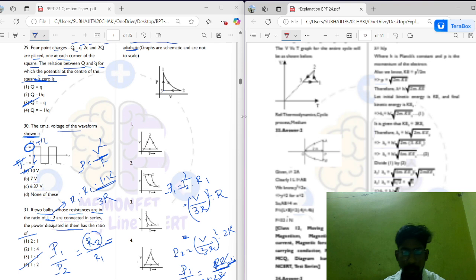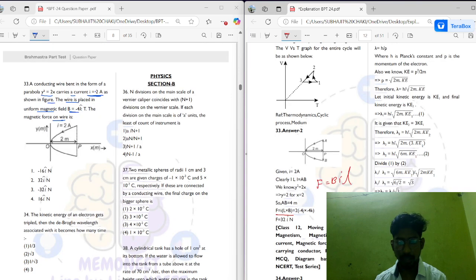A current carrying conductor in the form of a parabola y equals 2x carries a current I equals 2 ampere, as shown in the figure. A uniform magnetic field B is applied. What is the formula for calculating magnetic force? The formula is F equals BIL sin theta. So here I is given as 2 and B is given as minus 4k.